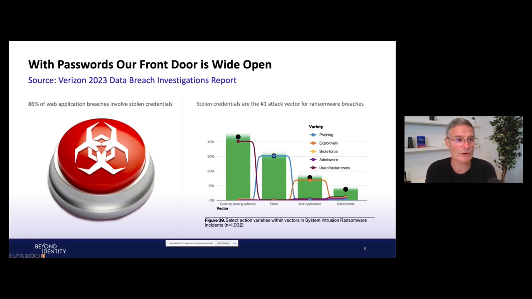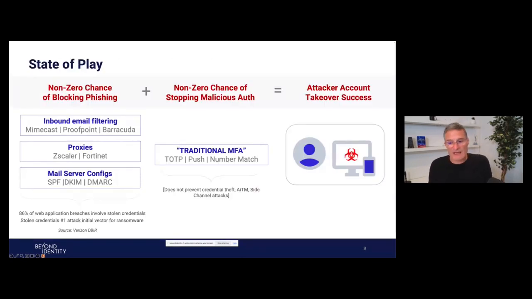So we know, for example, that passwords are just not cutting it in this case, and that's obviously not new news to anybody. But I just really wanted to take a data and risk-based view of this rather than a preachy view. So where we are in the state of play is we've got this first set of controls that we talked about: email filtering, proxies, and better configuration of our mail servers. That's one of the first lines of defense.